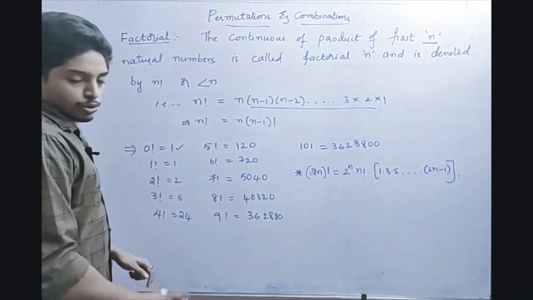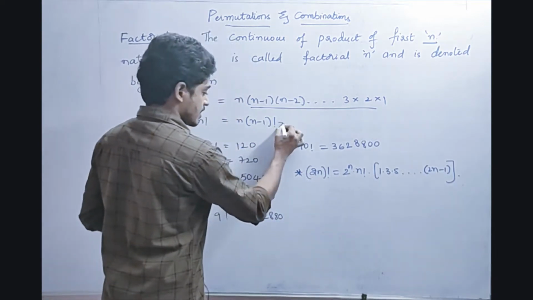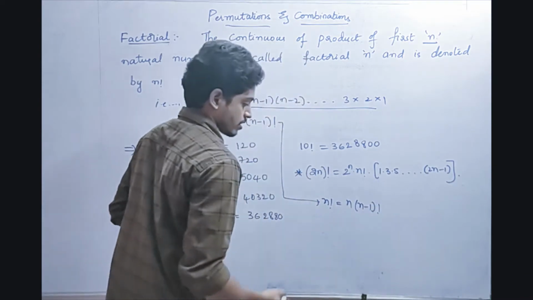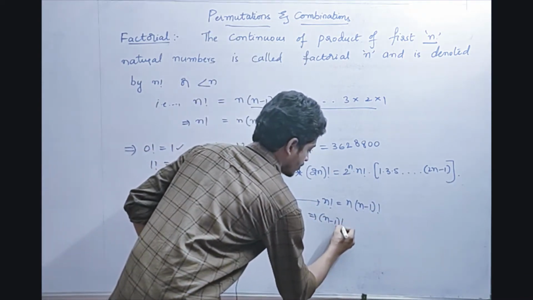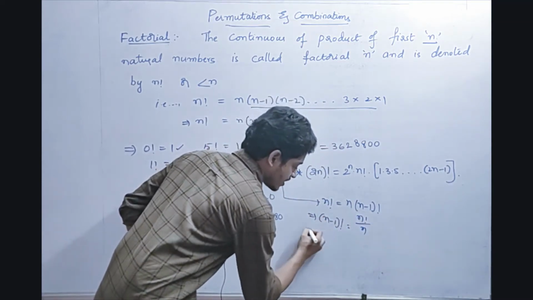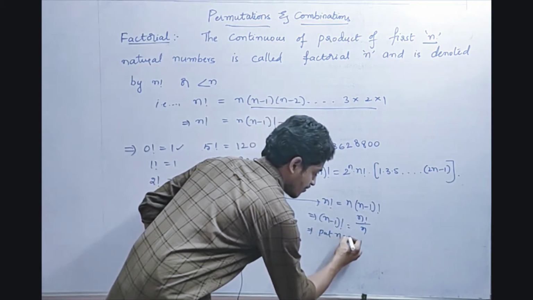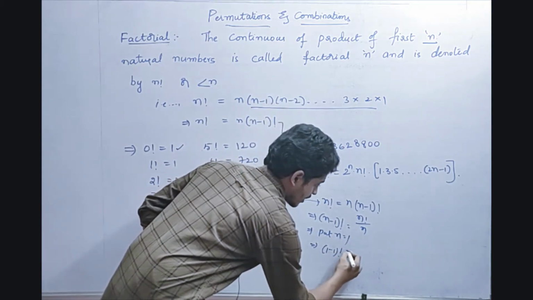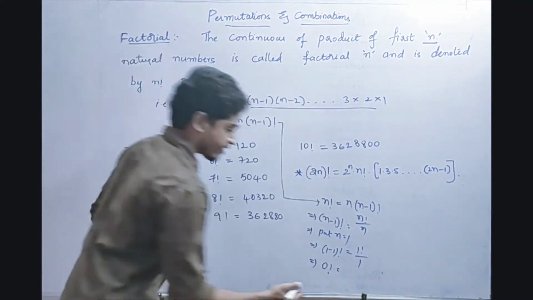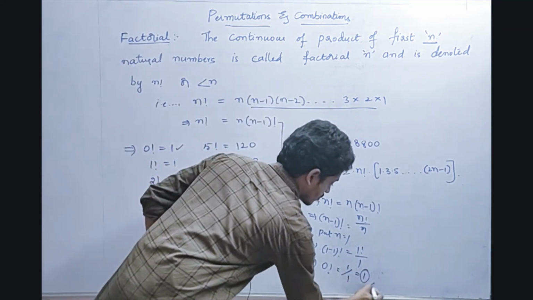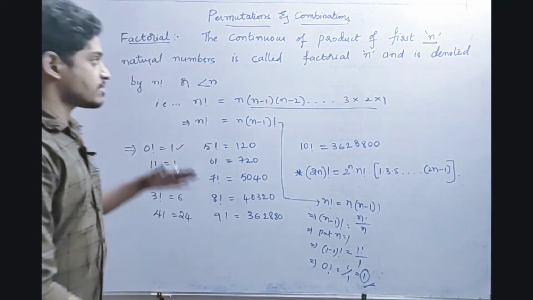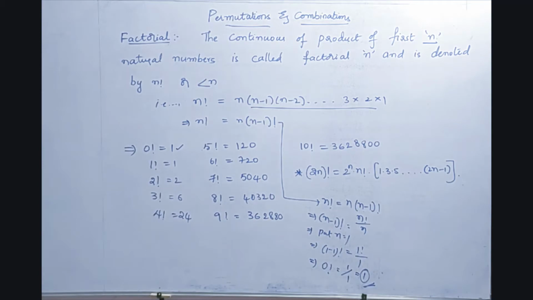I told you that I will prove the 0 factorial. We have already seen the formula that n factorial is equal to n into n minus 1 factorial. So how can I write this? n minus 1 factorial equals n factorial by n. If I put n equals 1, then 1 minus 1 factorial equals 1 factorial by 1. That is 0 factorial equals, what is 1 factorial friends? 1. So 1 by 1, that is 1. In this way we can prove what 0 factorial is. So just understand the factorial concept and learn these values.